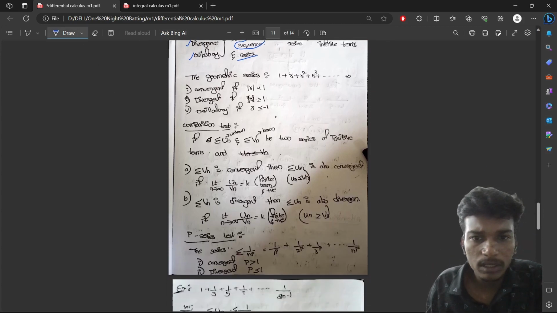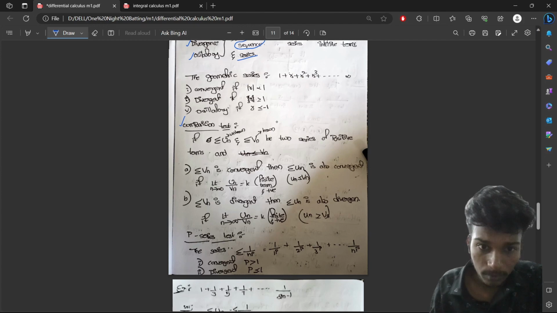To test the convergence of a series, we have the comparison test. We use the comparison test to know the convergence and divergence of a given series. Consider sigma un and sigma vn to be two series of positive terms, and sigma vn is convergent. Then sigma un is also convergent if limit n tends to infinity, un by vn is equal to a finite number.